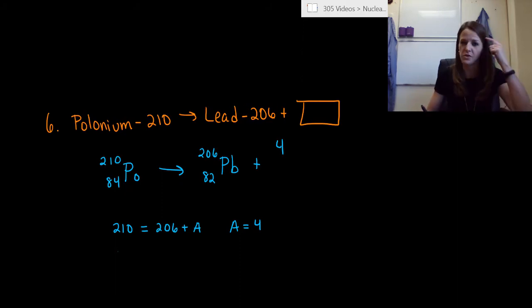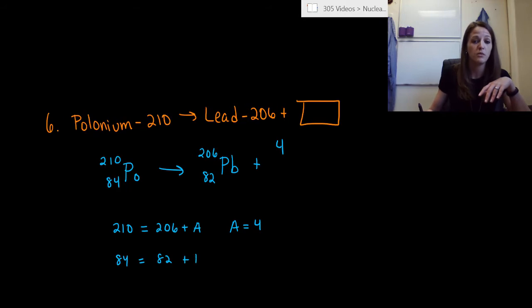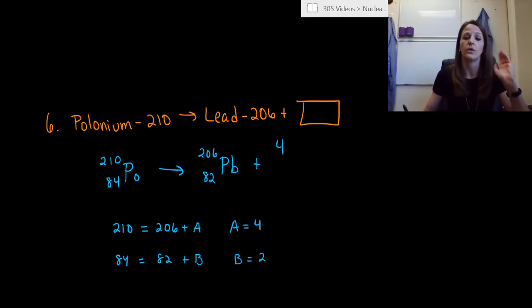Now, right away you should be thinking, ooh, I bet I know what that is. That's one way to have those little red flags go off. 4 is something that's very unique, and we'll get to that in just a second. Now we're going to see if we can solve for our atomic number, or B. We have 84 is equal to 82 plus B. The only way you can solve this is for B to be equal to 2. So 82 plus 2 definitely gives us 84.